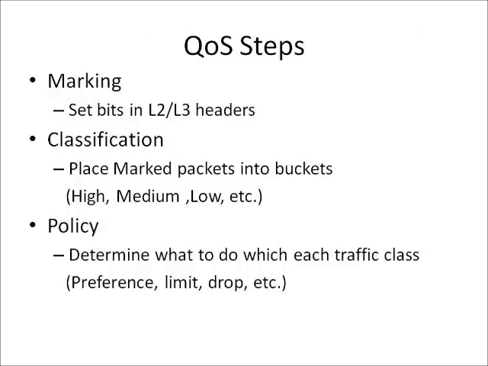QoS can also be implemented at Layer 3. There are two different ways right now that packets can be labeled. They can be labeled using a technique called DSCP, or they can be labeled with a technology called type of service, TOS. They both utilize the same fields. TOS is a little bit older and has a limited number of labels.